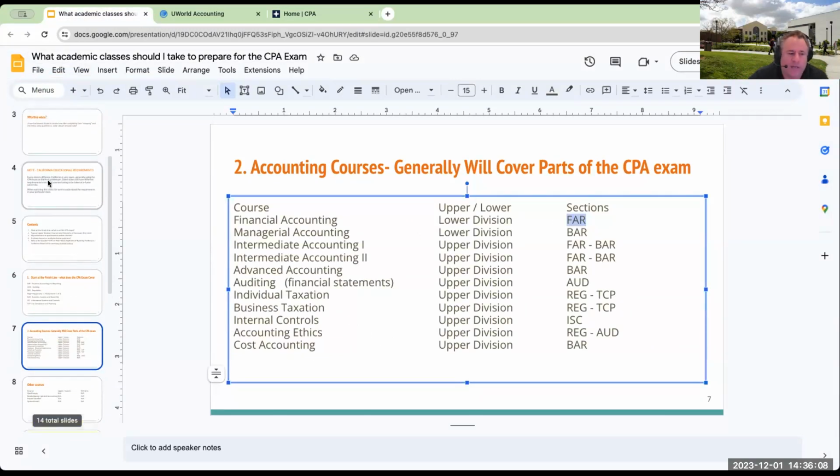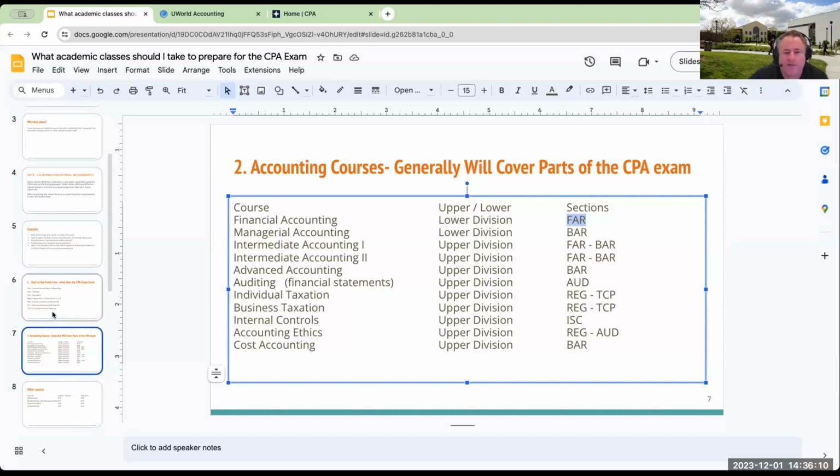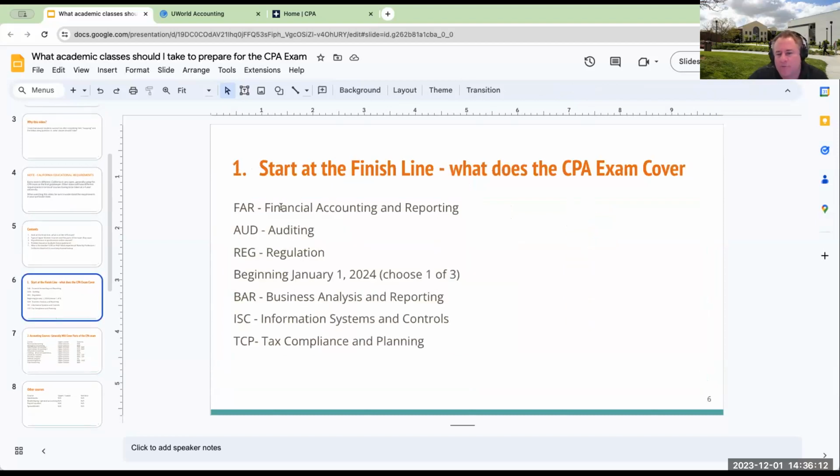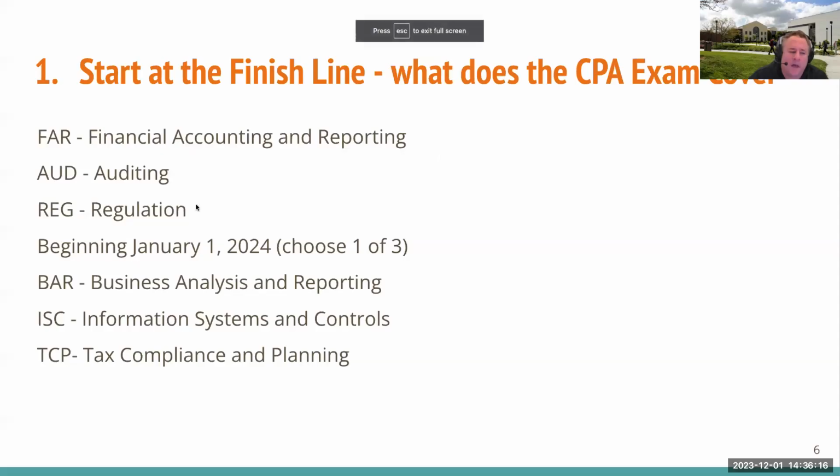Right, which is financial accounting and reporting. By the way, the parts of the exam: FAR, financial accounting and reporting, auditing, regulation, reg, and then beginning January 1st, 2024, you'll choose one of three: business analysis and reporting, or BAR, information systems and controls, and then tax compliance and planning.